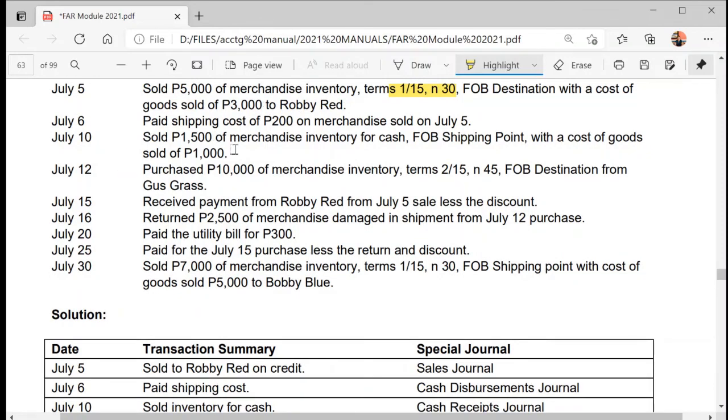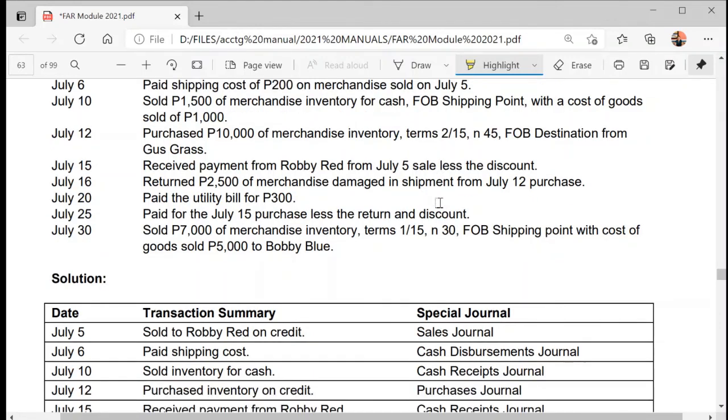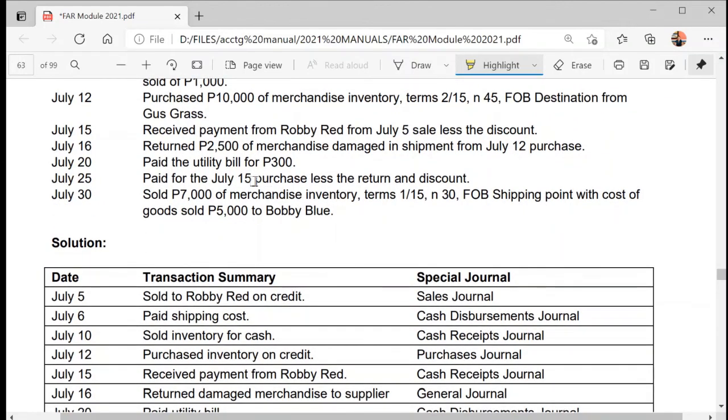July 10, sold for cash. So, kay namaligya man ta for cash, so may ma-receive na to. So, mag-debit ta og cash. So, that's part of the cash receipts journal. July 12, purchase. And then we have the terms. So, therefore, this is on account. So, that would be purchases journal. Receive payment. So, if we receive payment, so maka-receive tag money. So, that's cash receipts journal.